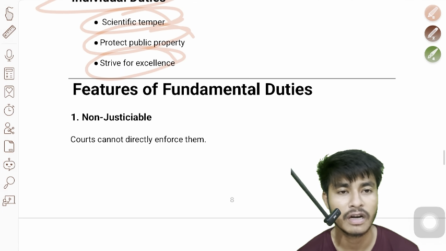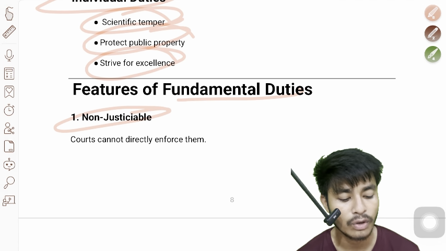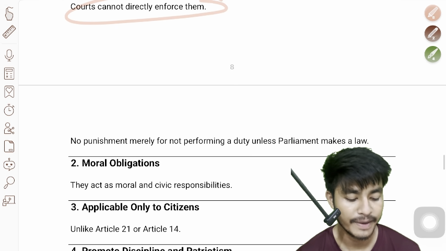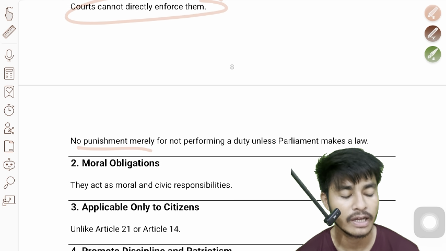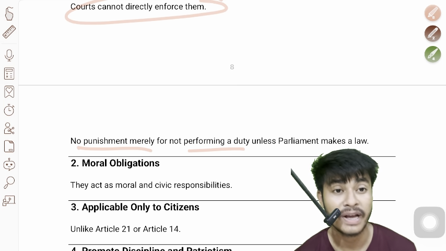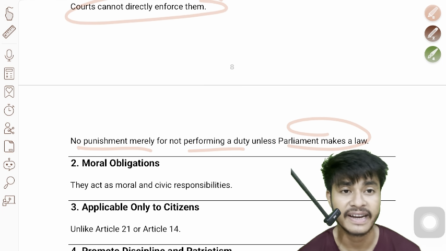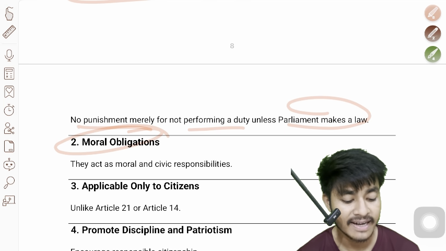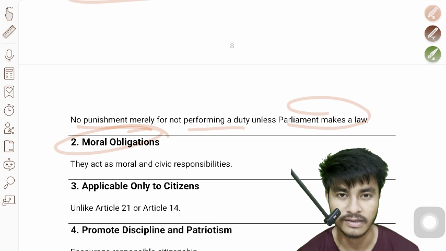So first one is non-justiciable. Courts cannot directly enforce them. No punishment merely for not performing a duty unless Parliament makes a law. And second one is moral obligation. Moral obligation means they act as moral and civic responsibilities.